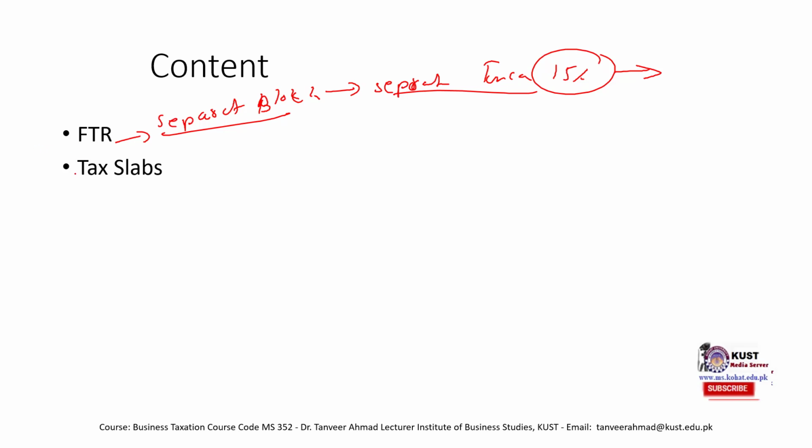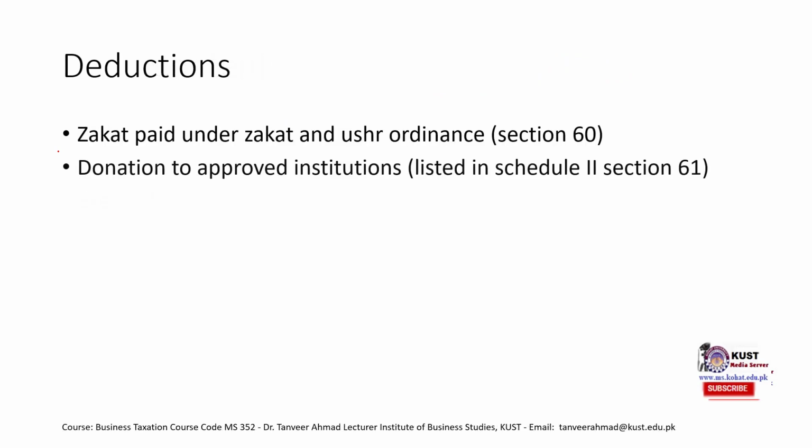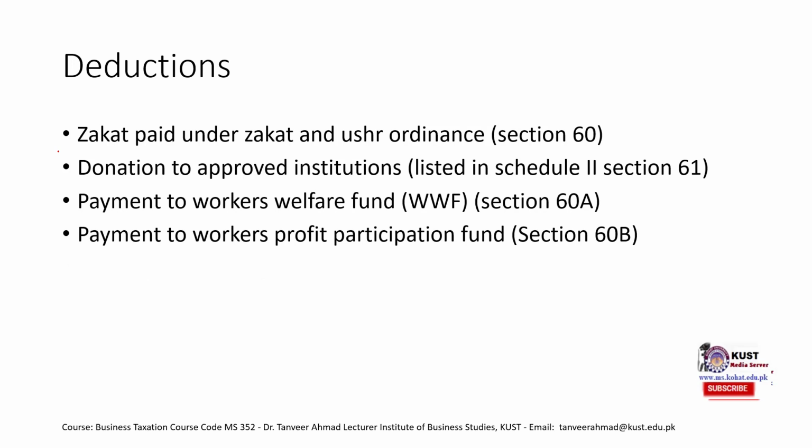Then we would see what is tax slab and the current tax slab that is applicable, and how do we calculate tax, right? For now we have understood how do we estimate taxable income, but how do we calculate tax on that taxable income is what we are going to discuss in this lecture. And then we are going to have a look at some of the exemptions that are allowed under the income tax ordinance.